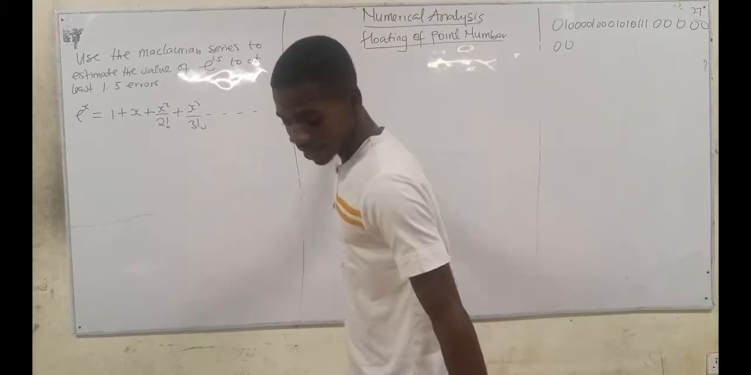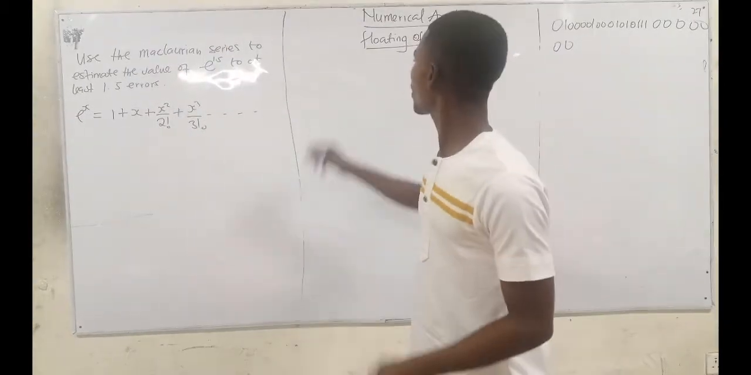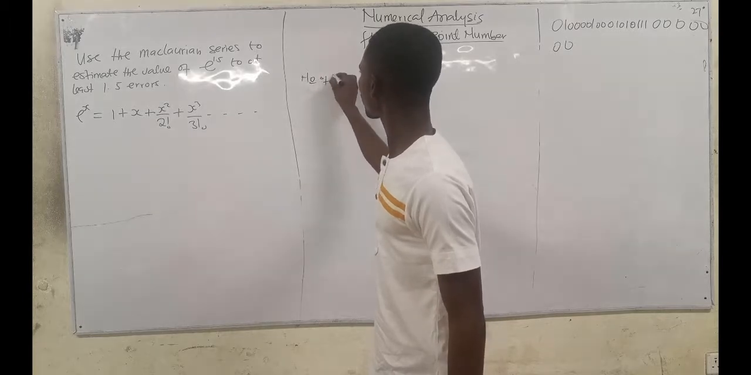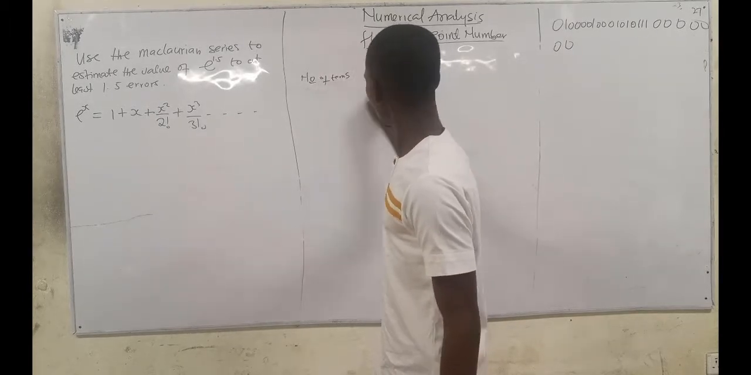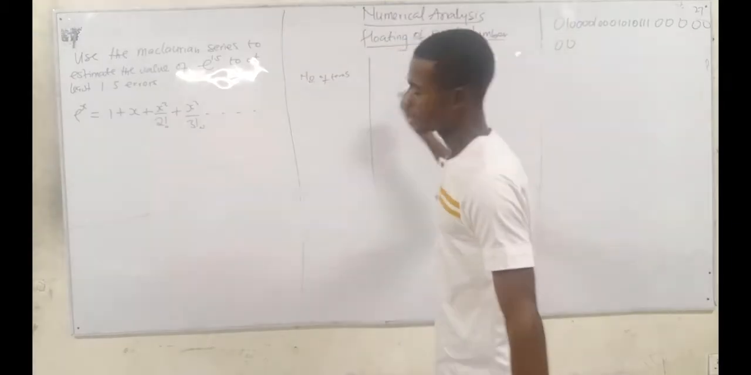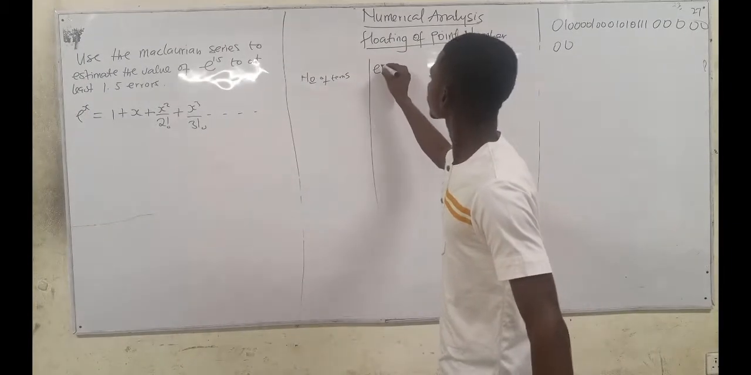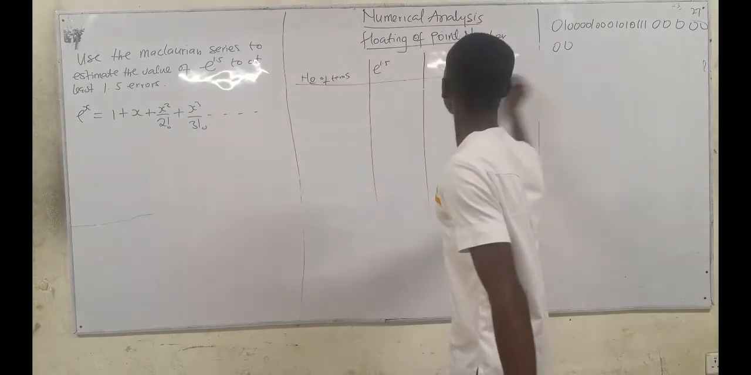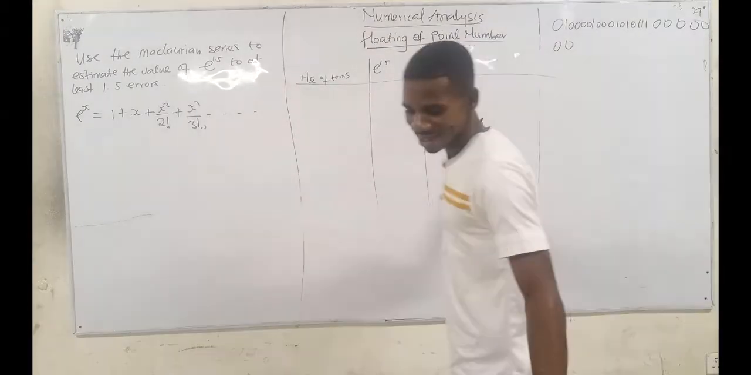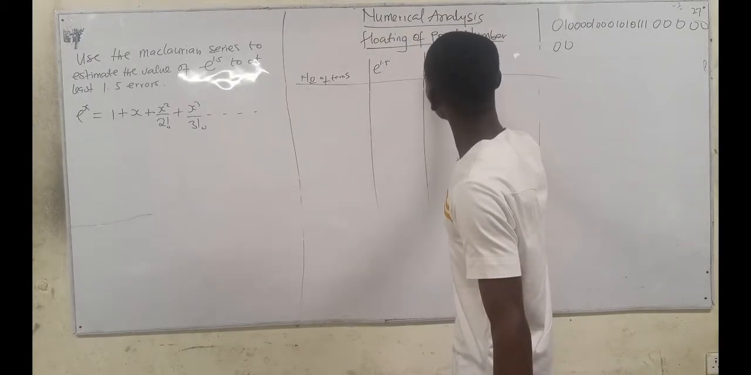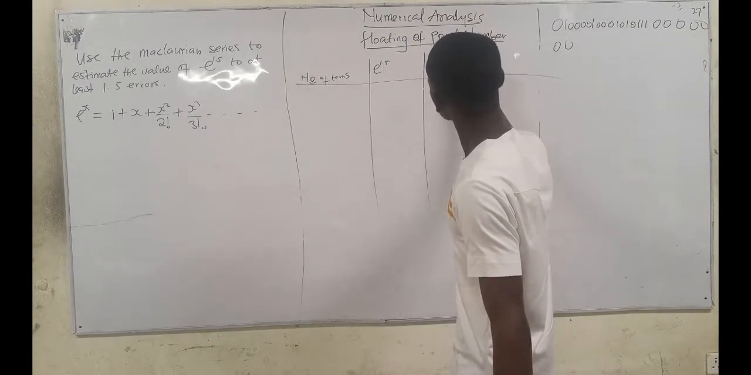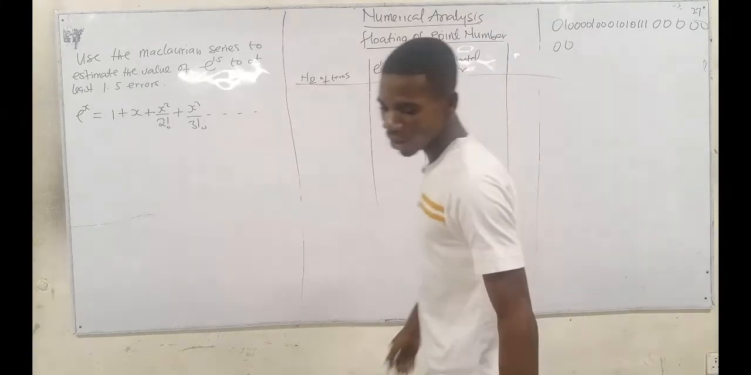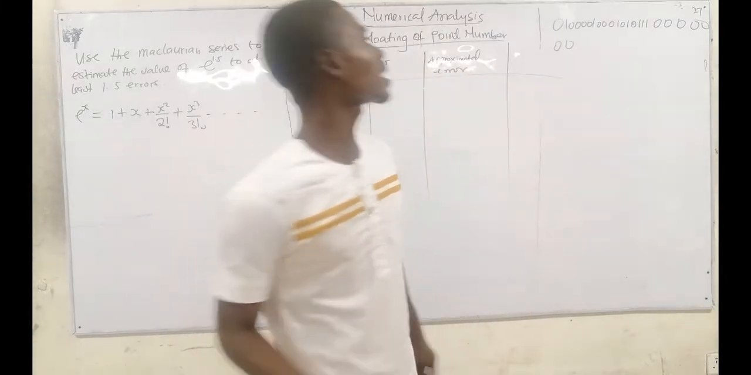So let's see how we can go about it. First of all, we need the number of terms that we have to start with. Number of terms. Then we come to 1.5. Did you do this one in the class? Yes. Then you go to the approximated error. Then you go to the percentage error.